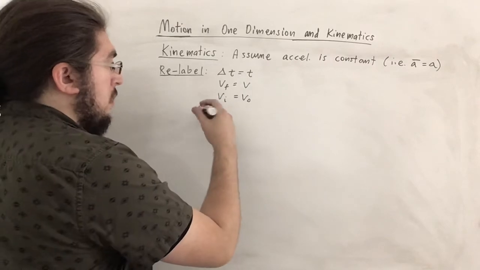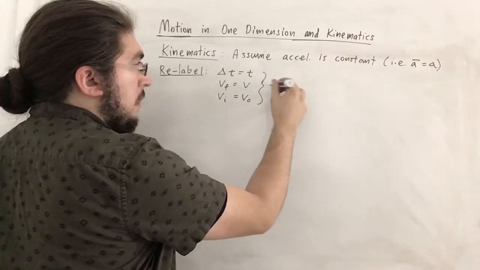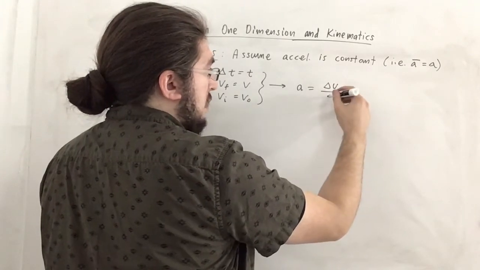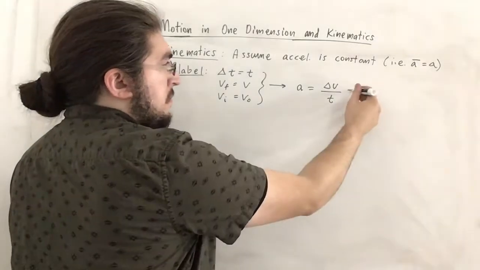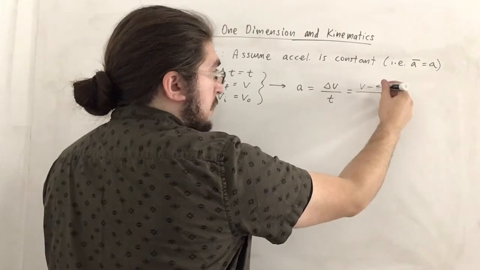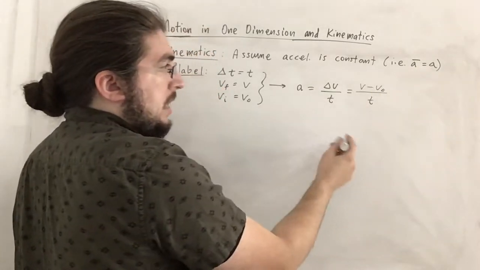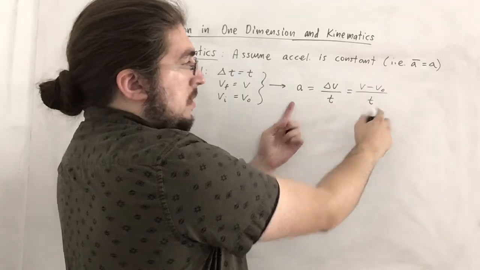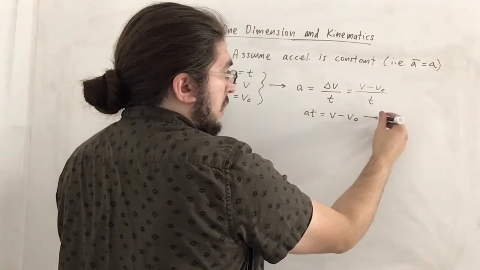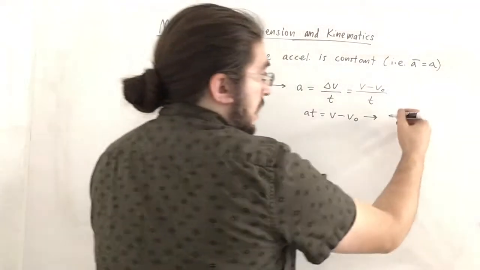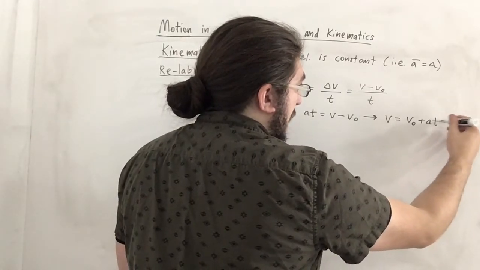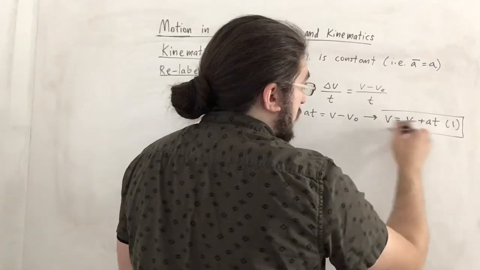In fact, well, we know that the acceleration a, so from this right away we'll see the following. We know that a is equal to delta v over delta t, but delta t is just t. Delta v is v final minus v initial, which with our new labeling is v minus v naught. If we multiply both sides by t, looking at the extreme right and extreme left, we'll get that at is equal to v minus v naught. And then if we add v naught to the other side and then flip the equality, we get v is equal to v naught plus at, and this is our first kinematic equation.